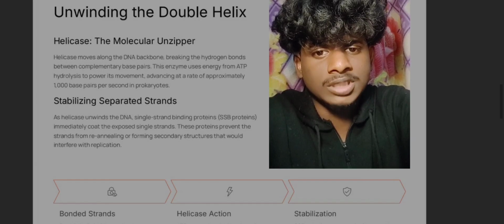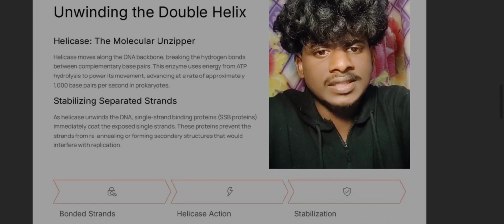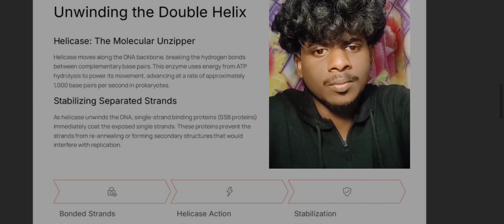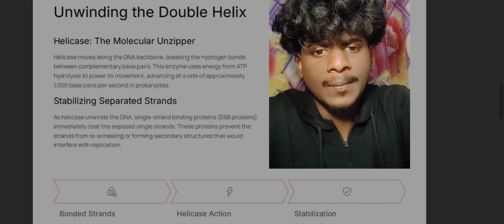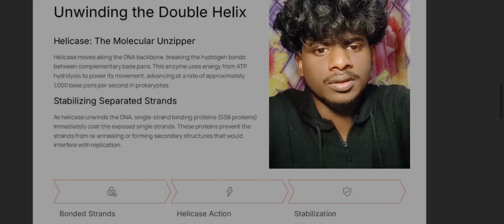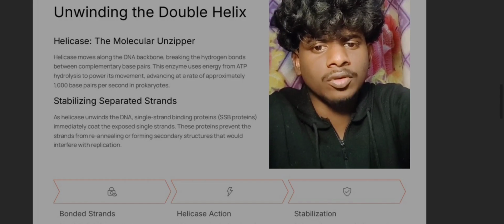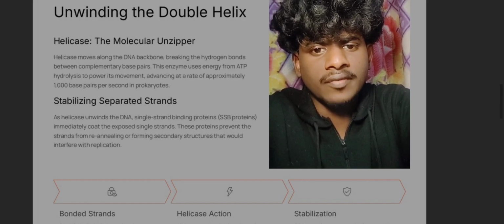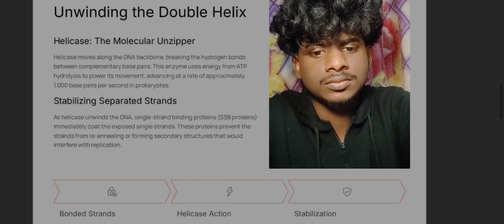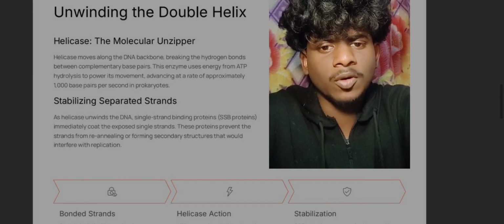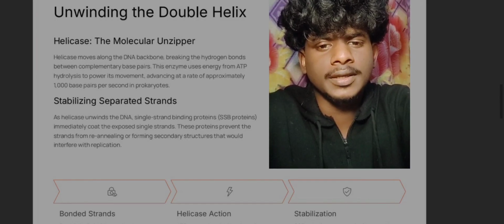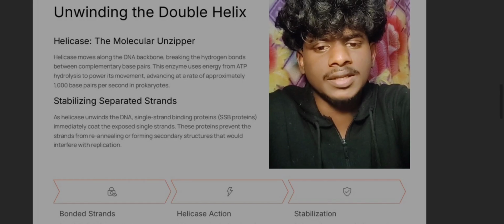Stabilizing the separated strands. As helicase unwinds the DNA, single-strand binding proteins, SSB, immediately coat the exposed single strands. These proteins prevent the strands from rejoining or forming any secondary structure that would interfere with replication.